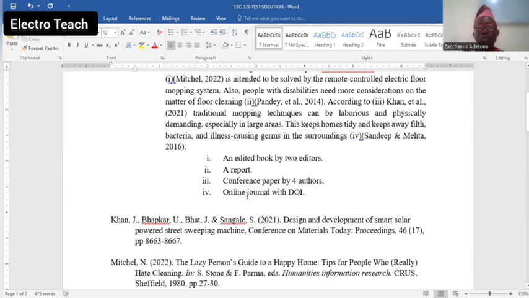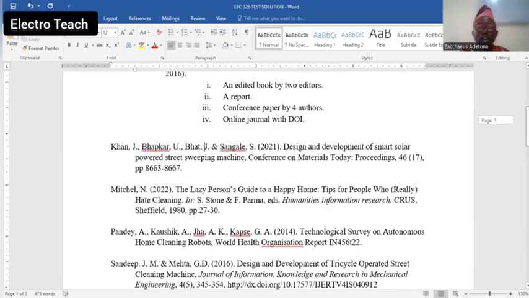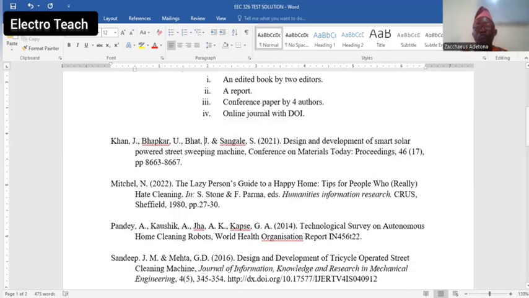Now the last one is an online journal with DOI, and the names of the authors are Sandeep and Mehta. Sandeep and Mehta here show they are 2 authors. Right here, we see how to format that according to journal. For an online journal, we have all attributes of a journal, but we also carry attributes of the internet, and that is why the DOI is added here. All right. So we have Sandeep JM and Mehta GD 2016.